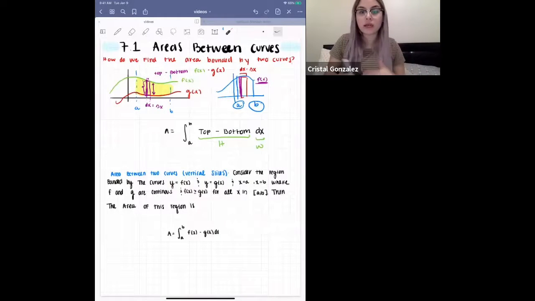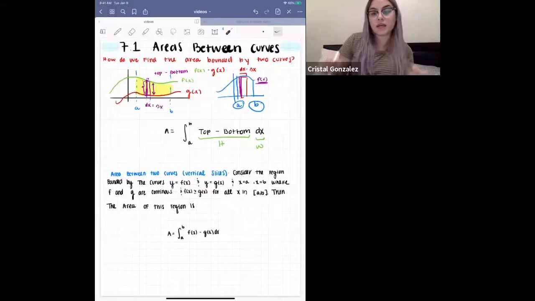And of course, f and g have to be continuous so that we can integrate it. And if f of x is greater than g of x for all x in [a, b], then the area of the region is going to be the integral of f of x minus g of x times dx, which is really just top minus bottom times dx.